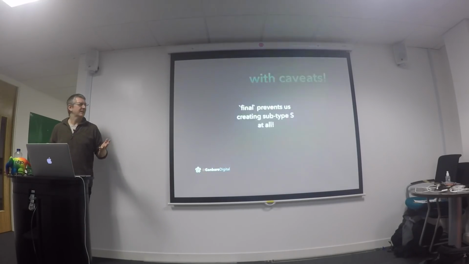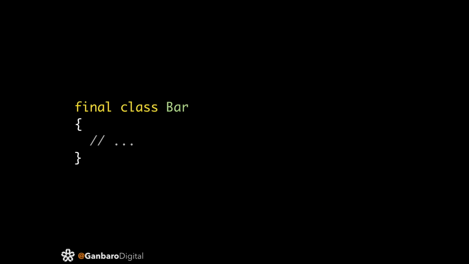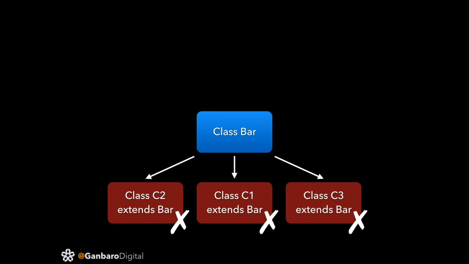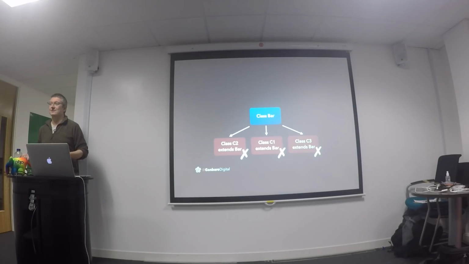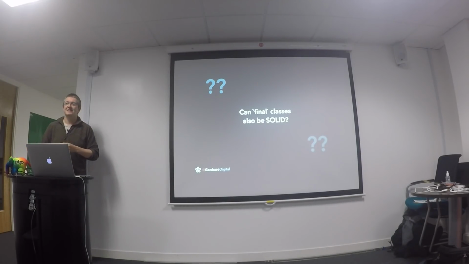But the thing is, we can't do that. We've shown final stops us creating subtypes. If we mark our value as final, we can't do that. So we can't create substitutions, good or bad or indifferent, to use. So we're shutting down the substitution principle as well. So what do you think? Are the two completely incompatible? Anyone think of a way forward?